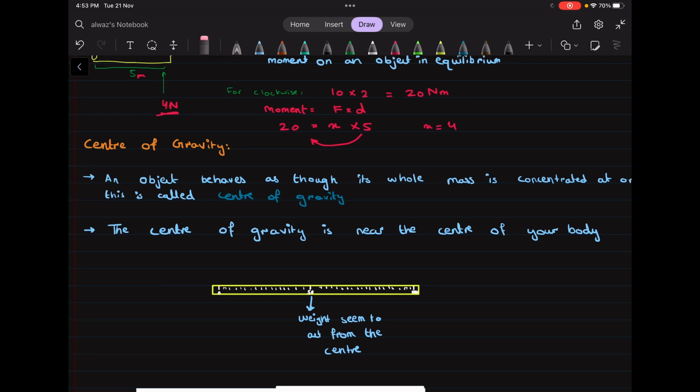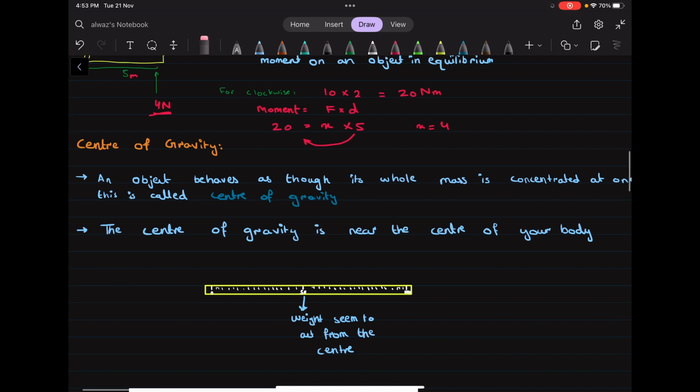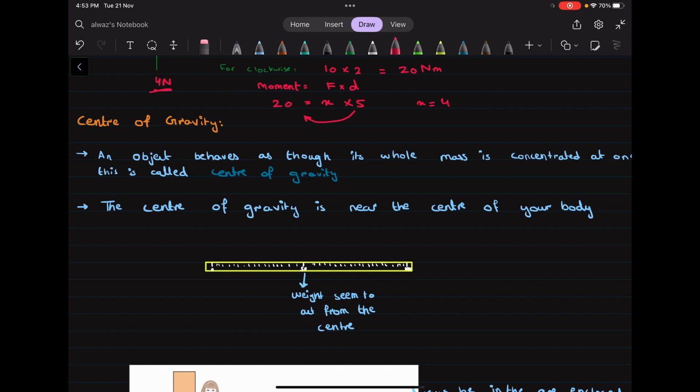Okay, so another very important thing that we need to consider while doing the questions for moments is the center of gravity. An object behaves as though its mass is concentrated at one point. This is called the center of gravity. An example we have here is a ruler. This ruler is a meter rule, and we know that its weight is about 10 newtons.